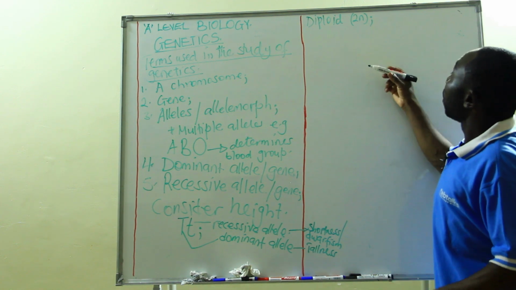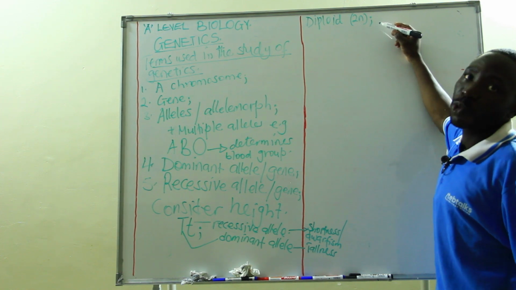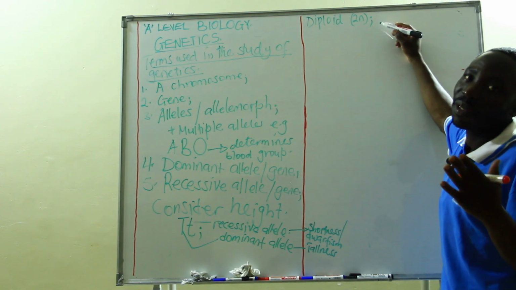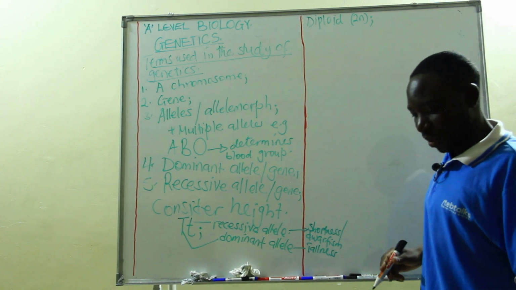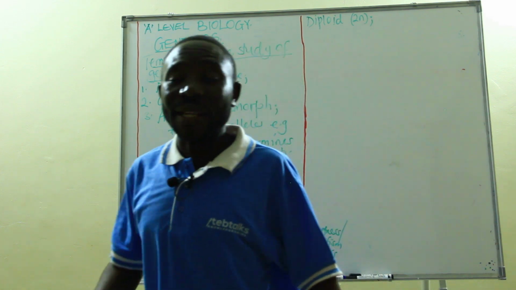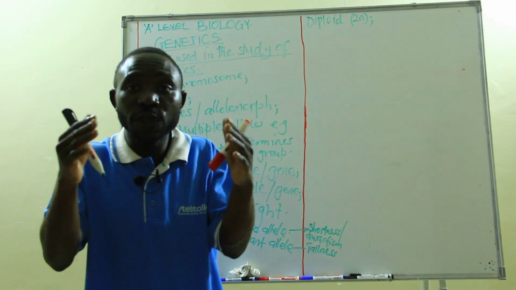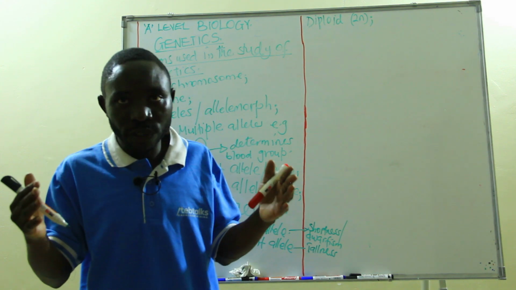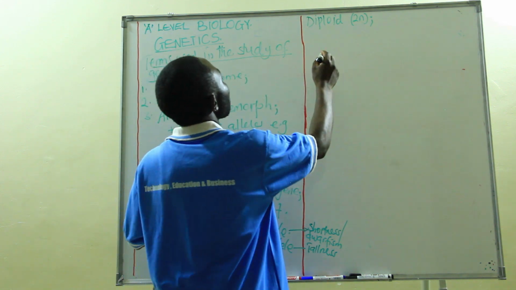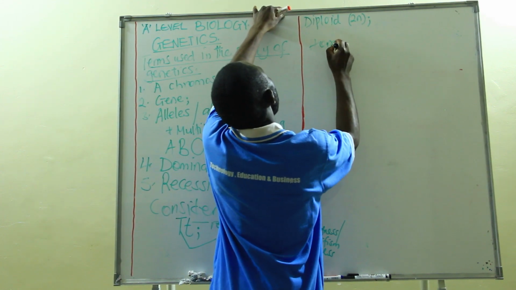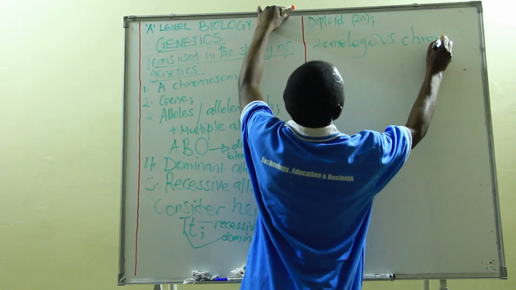Now, such an organism possessing two sets of homologous chromosomes is said to be diploid. Homologous chromosomes are chromosomes which are similar in that they have the same sequence of genes, they have the same loci. Homologous chromosomes.